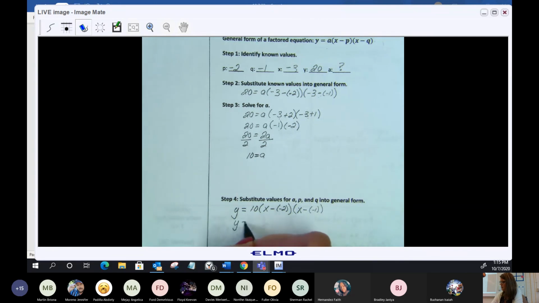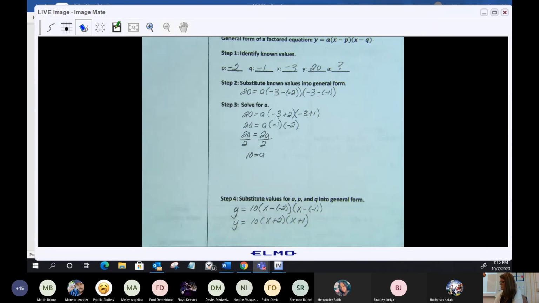And let's just simplify it. 10 times x plus 2, times x plus 1. And here we are. That is the equation of our parabola in factored form.